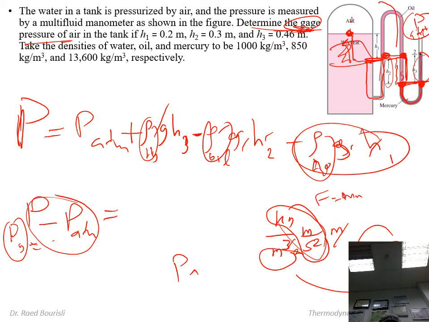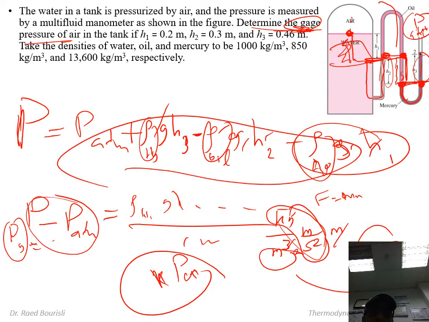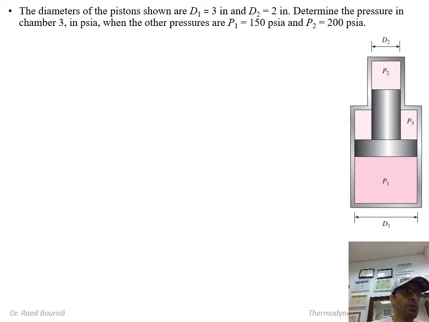So this is Pascal. You have to be careful with this. This is just a Pascal. If you want to report it in kilopascal, you have to divide all of these, rho Hg g h3 and so on, by 1000 so that you get kilopascal. Otherwise, what you're getting here is Pascal. So this is an easy mistake, an easy thing to miss. So don't miss it.